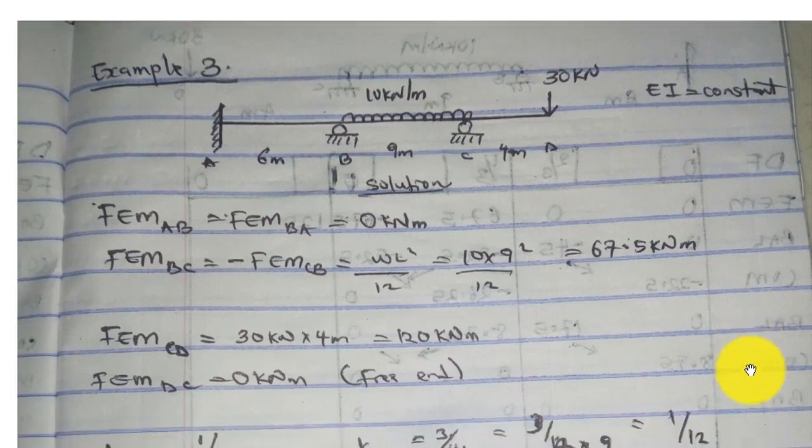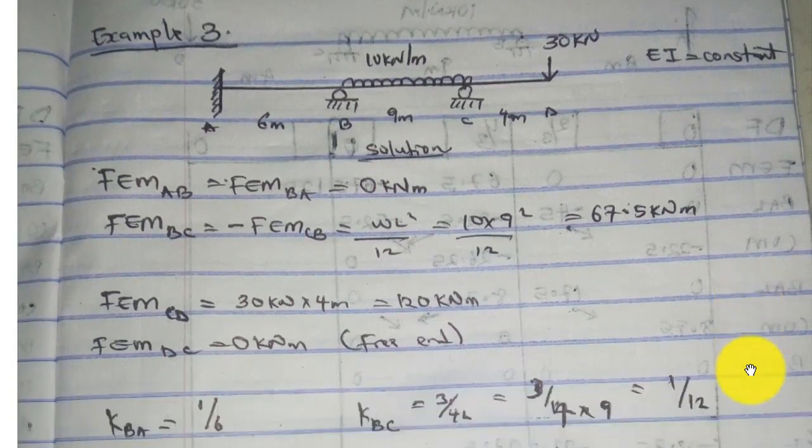So example 3. You see, I deliberately chose these 3 questions. They are different. The first one is, the end is fixed. The second question, the end is a roller. And the third question, the end is a cantilever. You understand? So these 3 questions are the most important questions. If you know these 3, you can do anything.